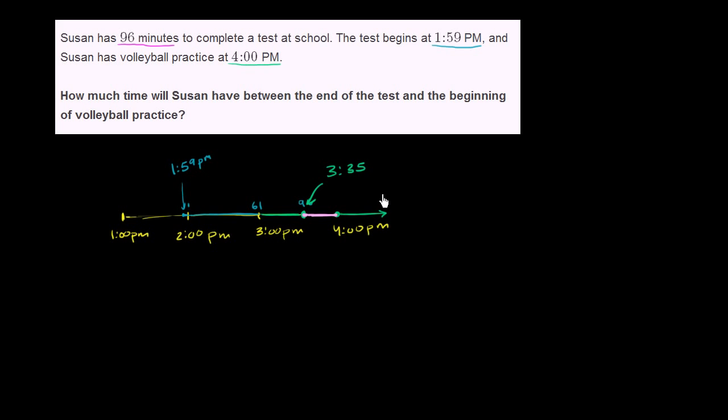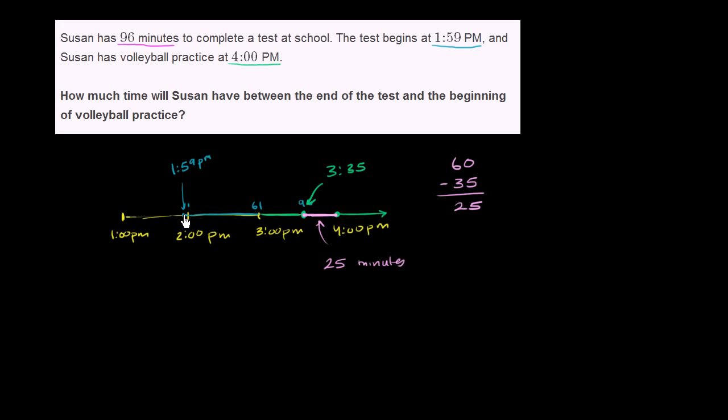Well, once again, 60 minutes in an hour. 4 p.m. is essentially the 60th minute. So if we take 60 minus 35, we get 25. She has a total of 25 minutes remaining after the test before she has to get to volleyball practice.